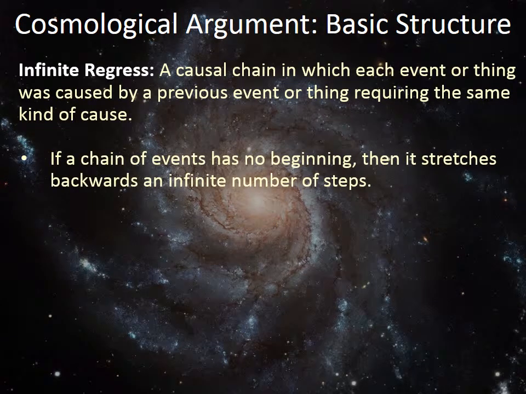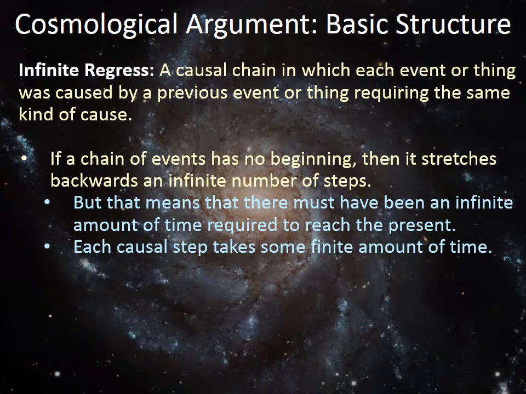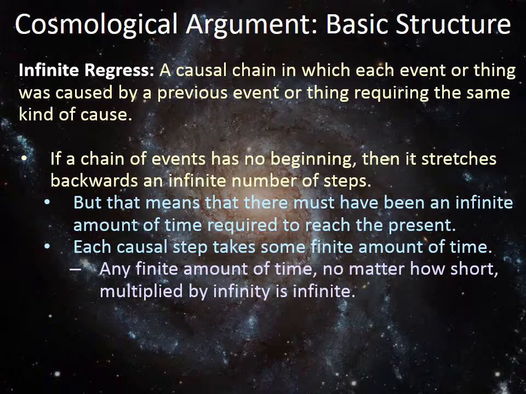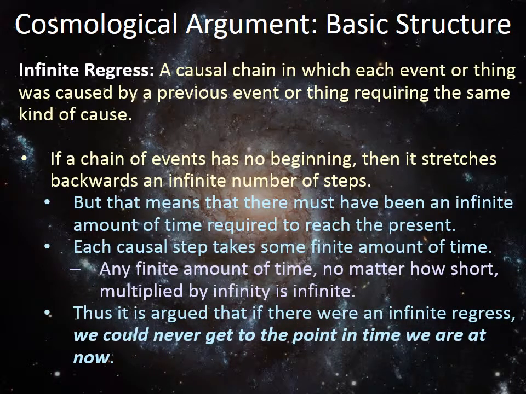If a chain of events has no beginning, then it is argued that it must go backwards an infinite number of steps. But that means that there must have been an infinite amount of time required to reach the present. This is because each causal step takes some finite amount of time. Any finite amount of time, no matter how short, multiplied by infinity is infinite. Thus, it is argued that if there were an infinite regress, we can never get to the point in time we are at now. So infinite regresses, it is concluded, must be irrational.